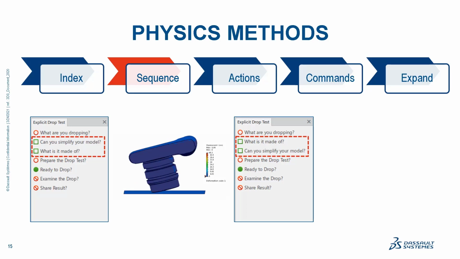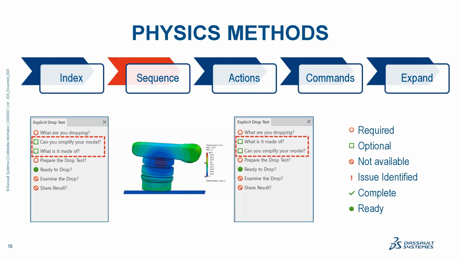And another nice feature of your sequence of actions within your physics method are these little glyphs, these little color glyphs you can see on the left-hand side. And what these do is they let you know whether or not the commands you have beneath these actions, the tools you use, are required, whether or not features are optional, or whether or not some tools are unavailable until you complete some earlier actions. For example, we can't examine the drop until we prepare the drop and execute the drop.